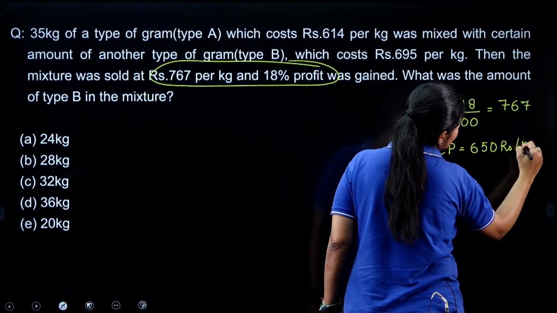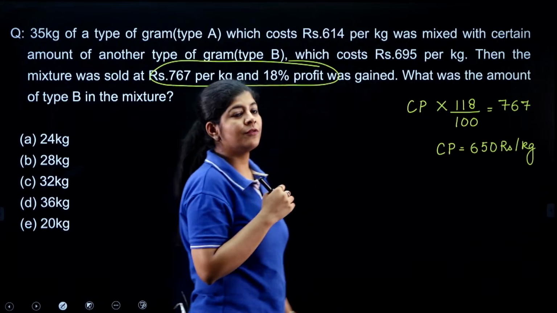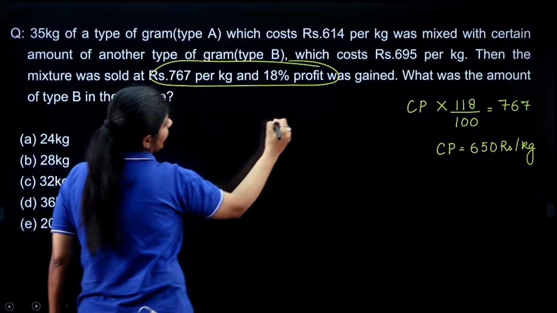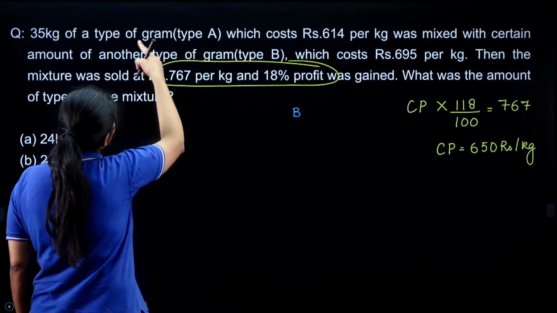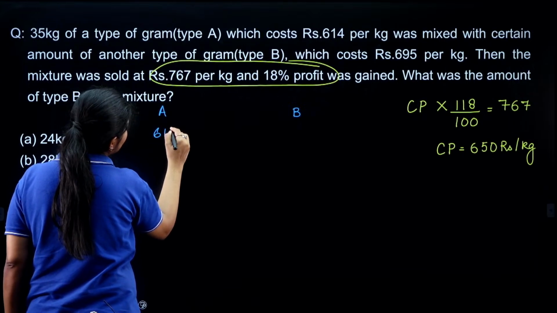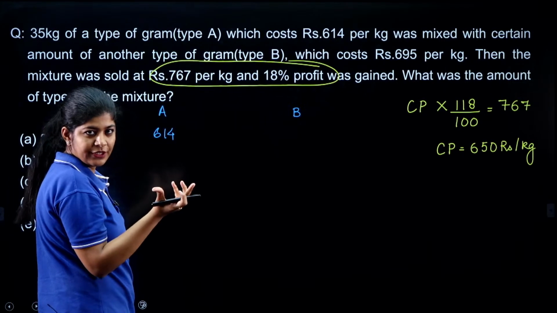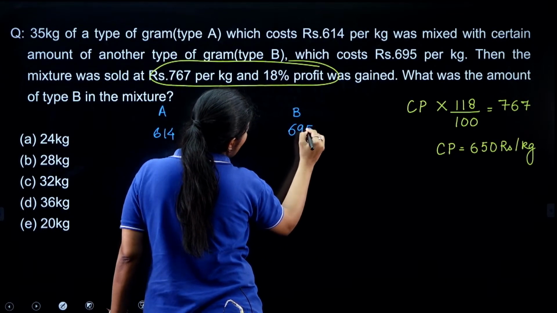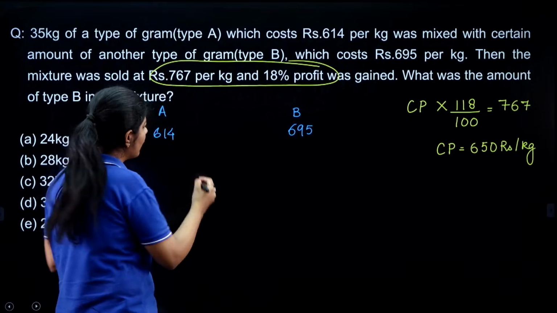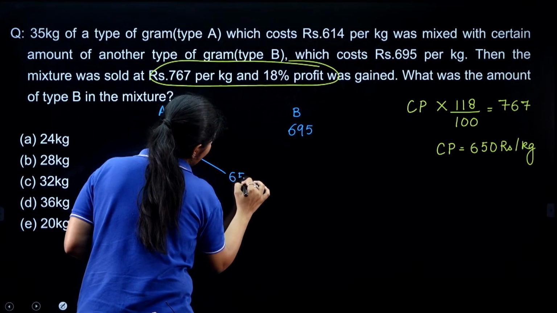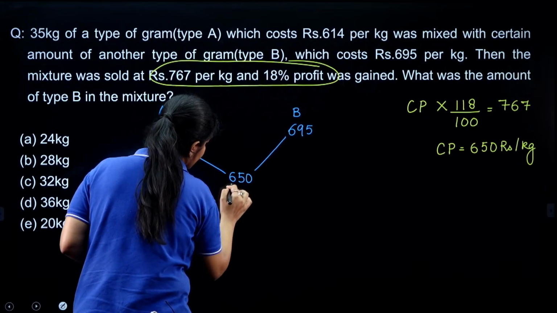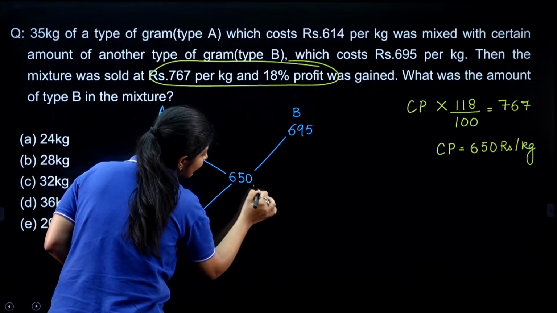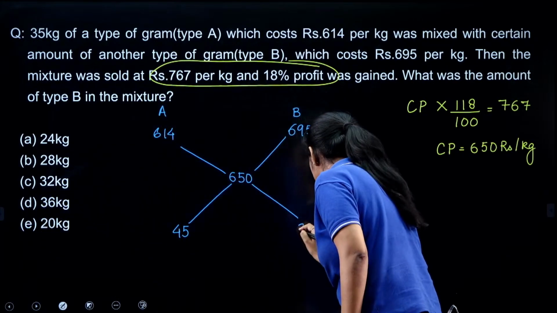650 rupees per kg. Now, how many types of gram are we having? We are having two types, type A and type B. Type A costs 614 per kg, right? We are only dealing per kg. And the second one costs 695. But the actual cost that we are having here is 650. Now, we need to subtract them. So here the value that we are getting is 45, and the value that we are getting here is 36.